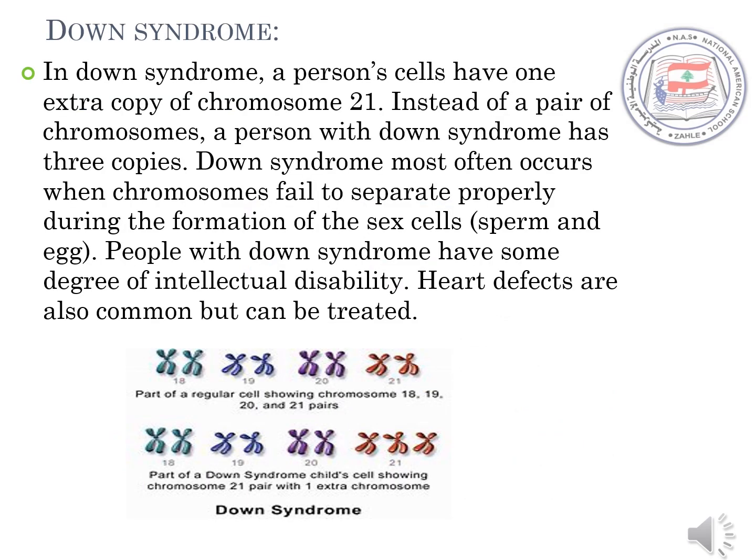Another genetic disorder is called Down syndrome. In Down syndrome, a person's cells have one extra copy of chromosome 21. Instead of a pair of chromosomes, a person with Down syndrome has 3 copies. Down syndrome most often occurs when chromosomes fail to separate properly during the formation of sex cells, sperm and egg. People with Down syndrome have some degree of intellectual disability. Also, heart defects are common but can be treated.